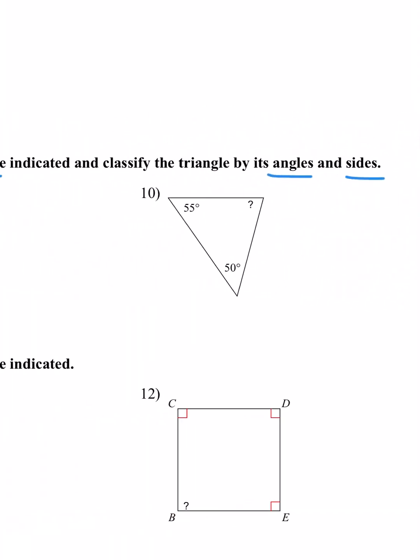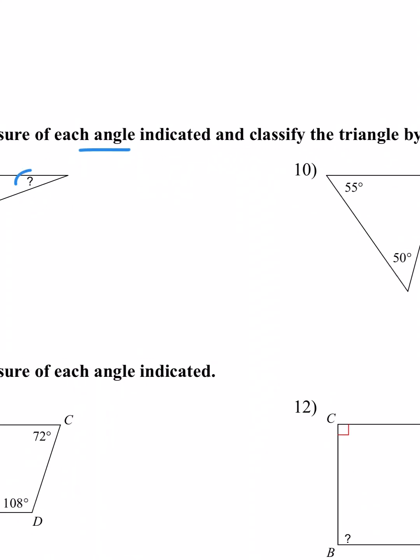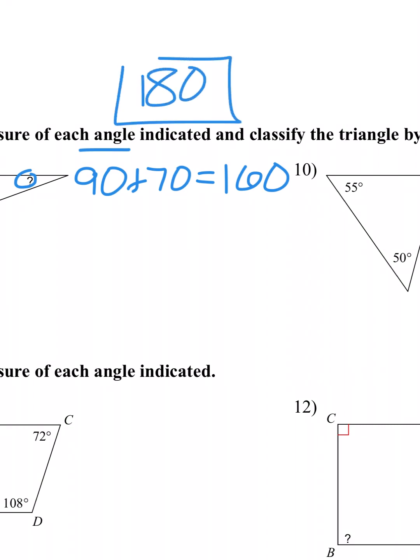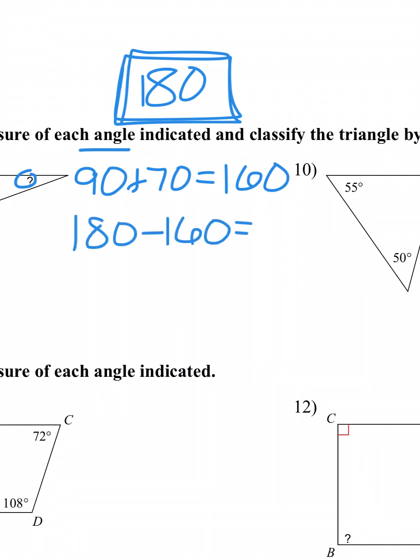Look at an example. Number 9, we want to find that missing angle. How can I find the missing angle? Add what we know, okay? 90 plus 70. What does that give me? 160. So how many degrees does a triangle add up to? This is 180, remember? Triangles are 180. If you need to circle it, star it, highlight it, something. Okay, so how do I find that missing angle measure? Subtract from 180. 180 minus 160 is 20.